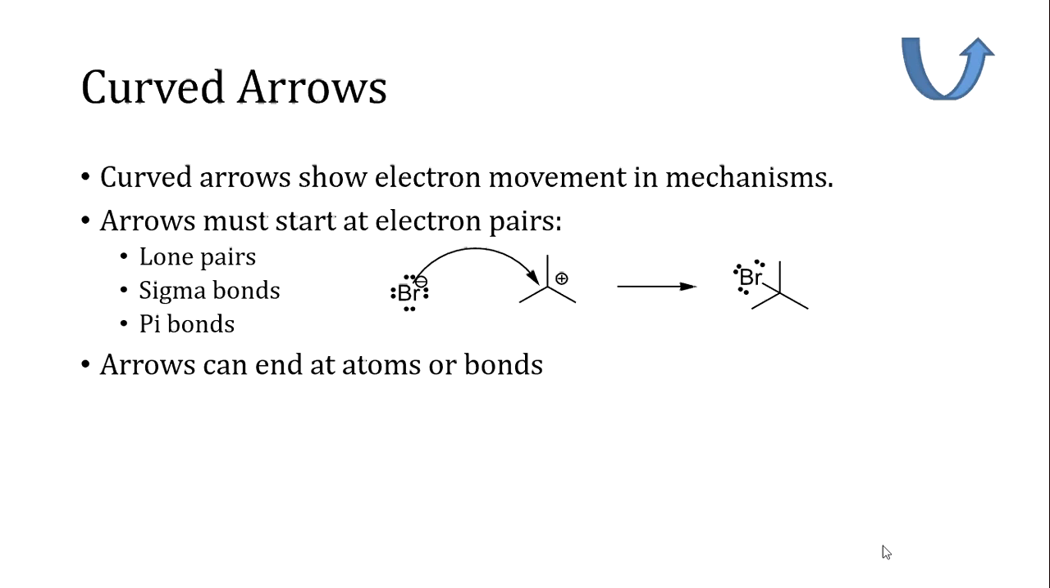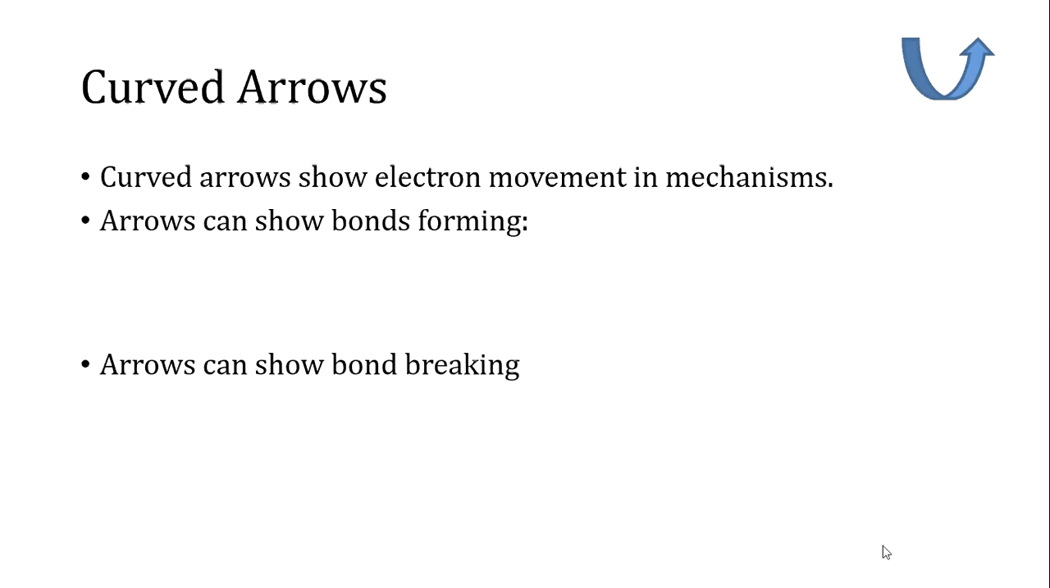Here's an example where an arrow is starting at the lone pair of the bromide anion. It's being used to form a new bond to a carbon atom. Here is an example where an arrow is starting at the boron-hydrogen bond, and that pair of electrons is being used to form a new bond to carbon. And an arrow is starting at the carbon-oxygen pi bond and is being used to make a new lone pair for oxygen. Curved arrows can show bonds forming and bonds breaking.